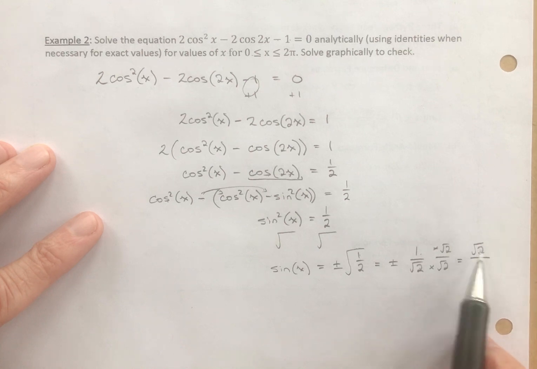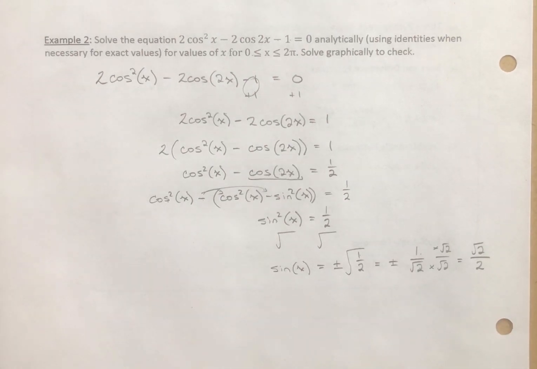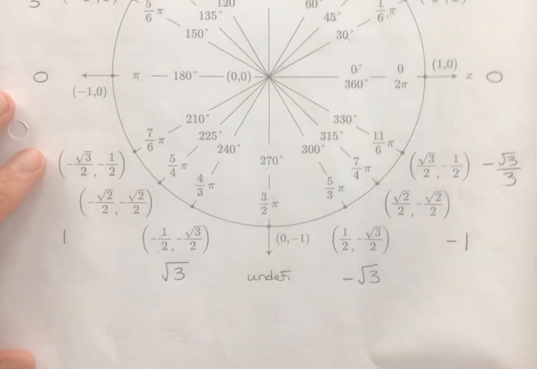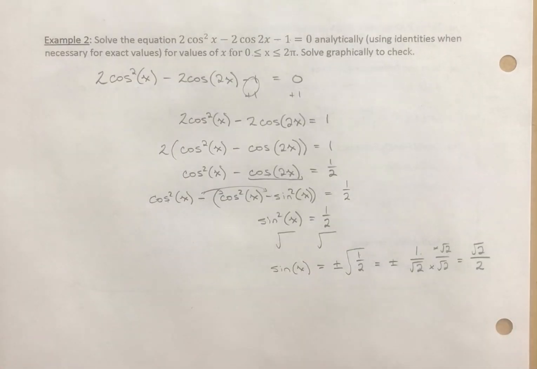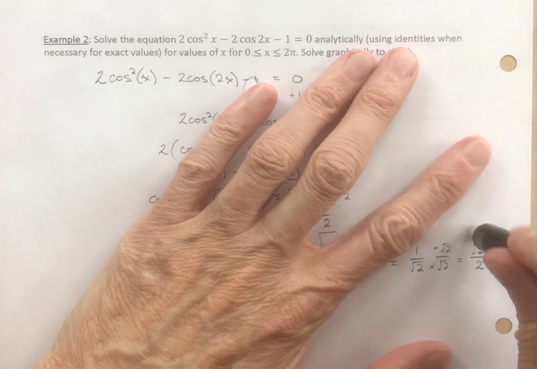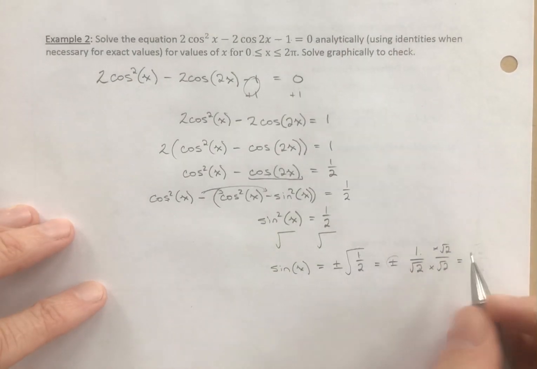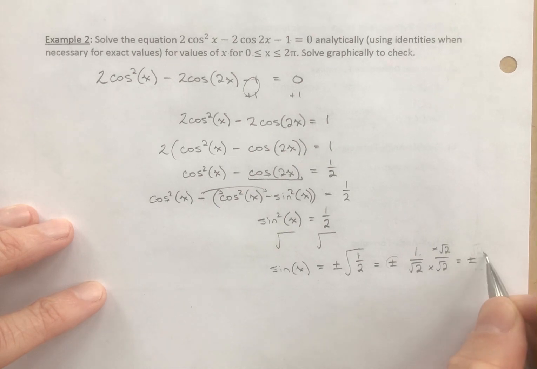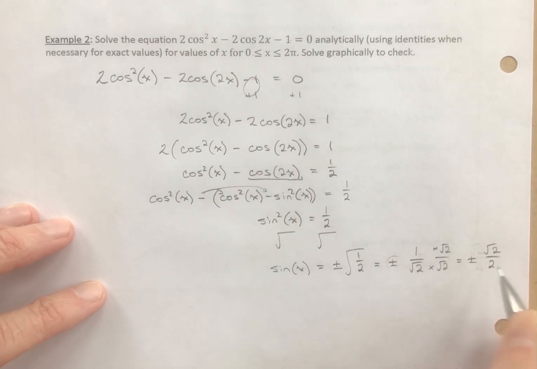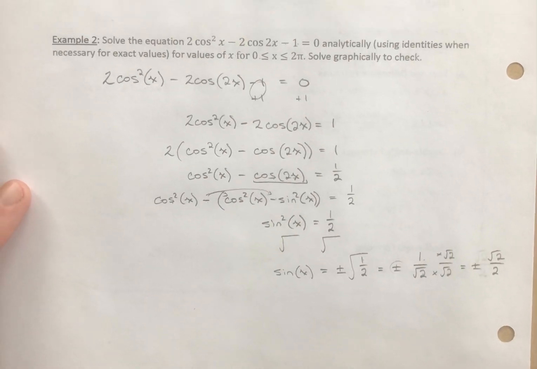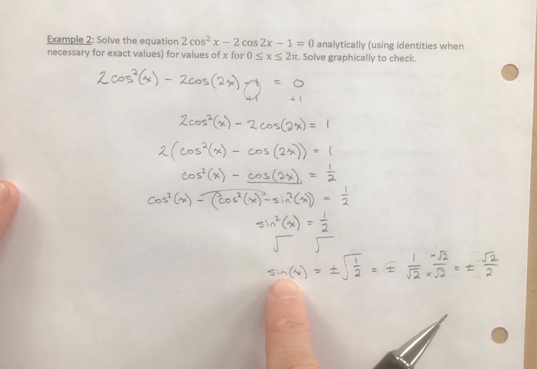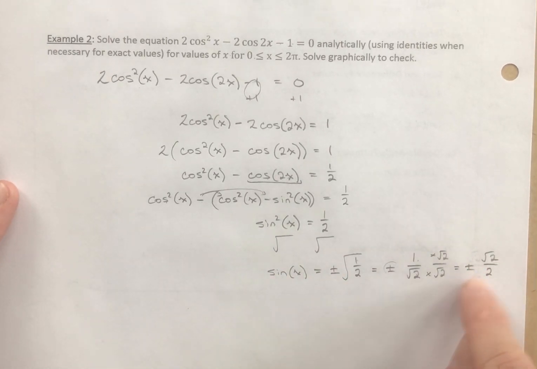When is the sine of x root 2 over 2? Okay, where's my unit circle? Okay, when is the sine of, whoops, I forgot. There's a plus or minus there. My mistake, I bet you caught that. I forgot the plus or minus. So this is the positive or the negative root 2 over 2. All right, so when is the sine of x equal to positive or negative root 2 over 2?